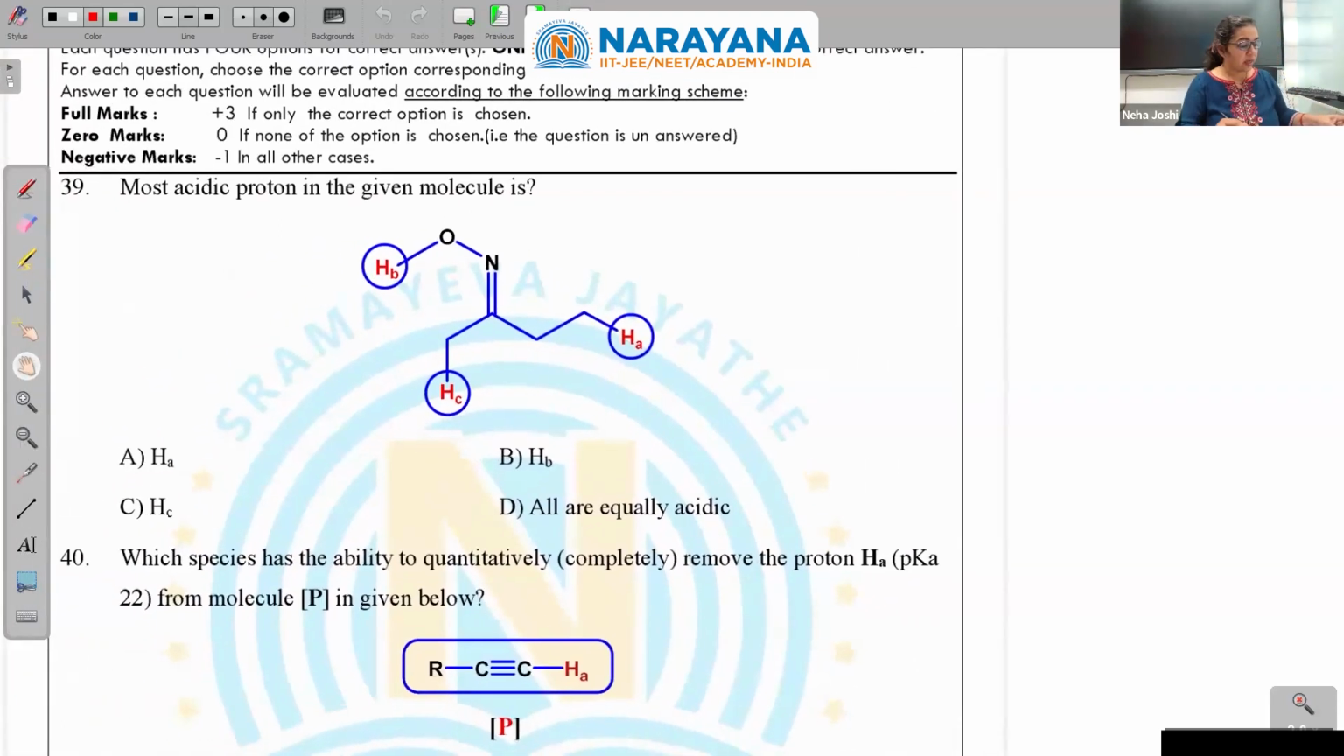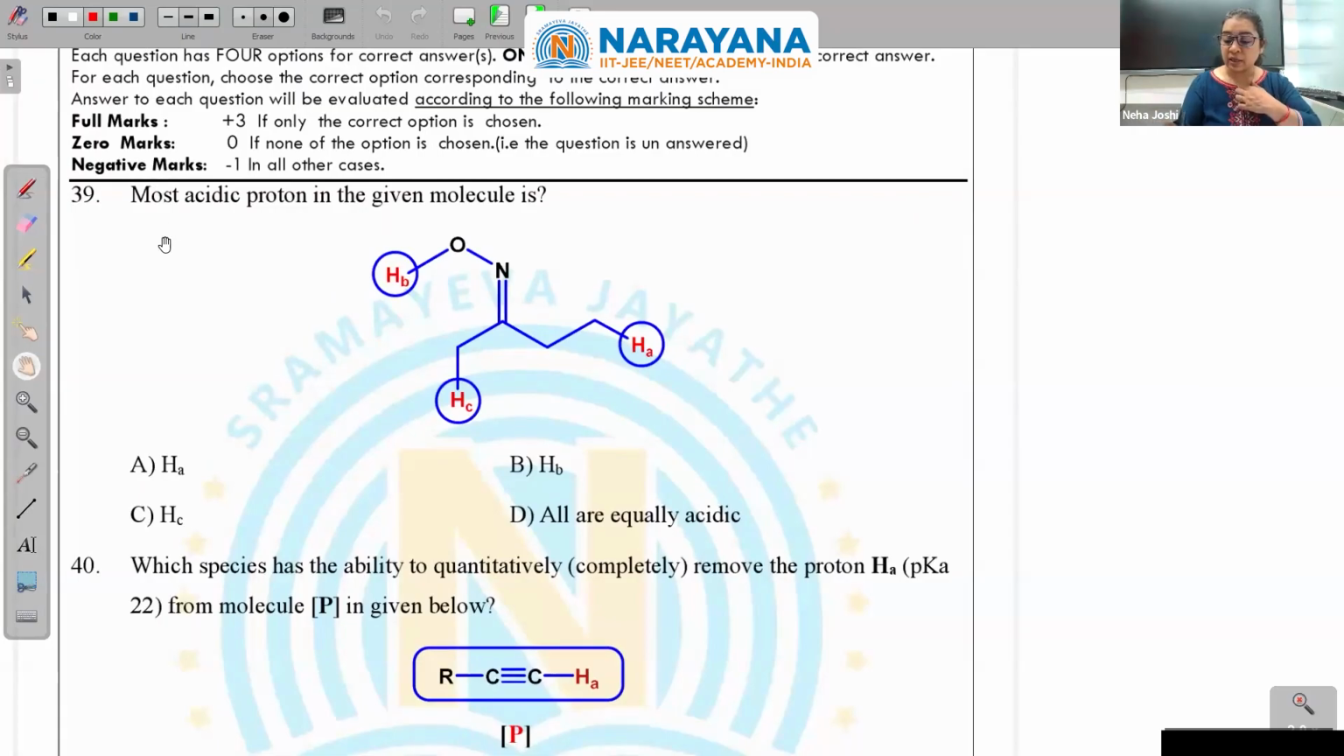Question number 39 says, most acidic proton in the given molecule is. Now for most acidic, we need the hydrogen which is attached to the most electronegative atom. So here it is carbon, here it is carbon, and resonating, right? But here it is oxygen and resonating. So definitely the answer will be HB, and thereby the answer is this one, B.